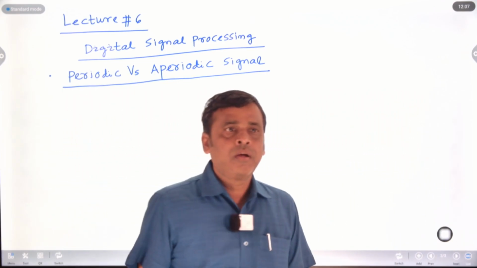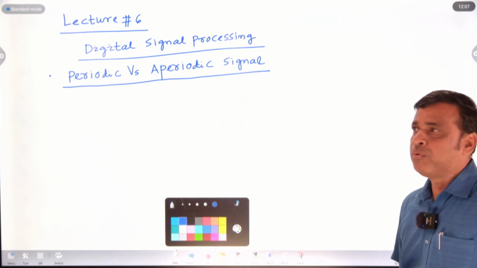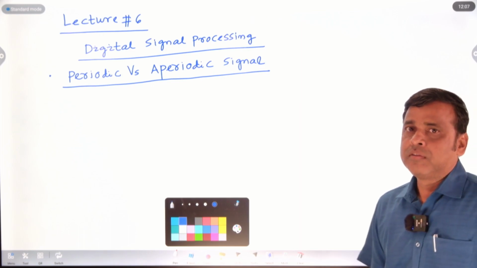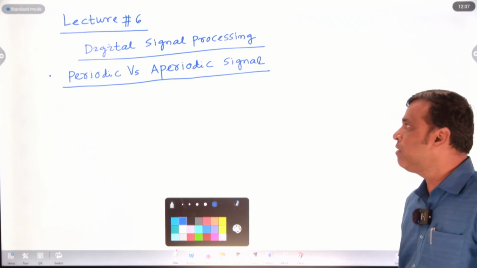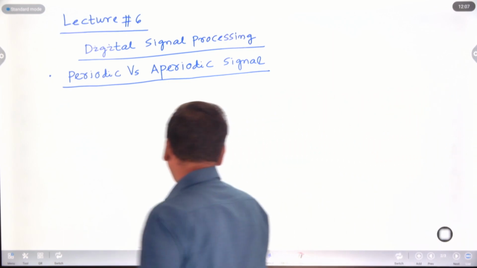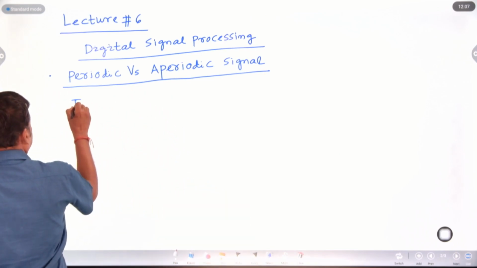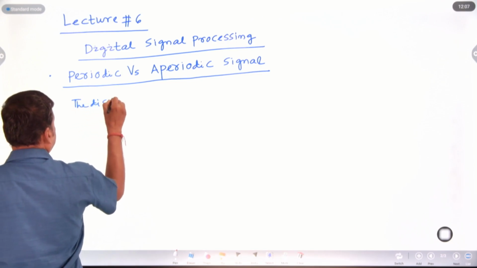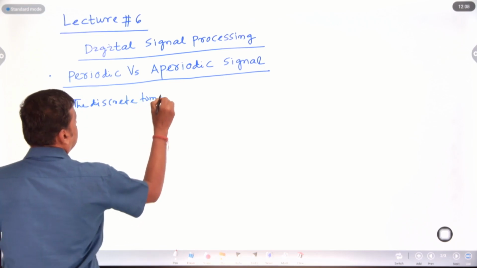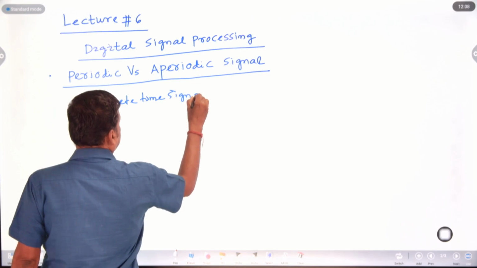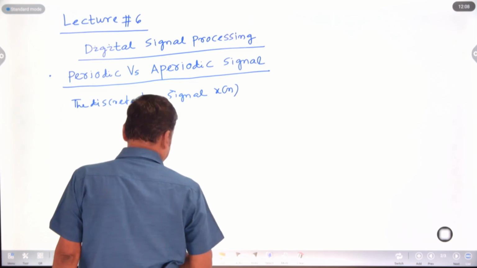You might have studied periodic signals in your plus 2. What do you mean by periodic signals? Now we are going to discuss the discrete signals x of n. The discrete time signal x of n is periodic.